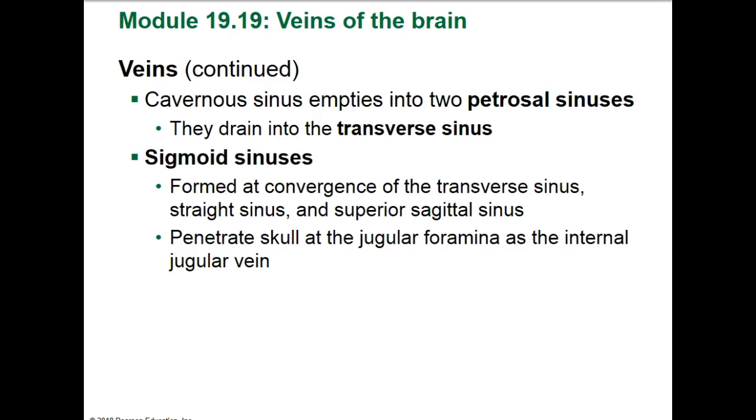Cavernous sinus empties into two petrosal sinuses, and they drain into the transverse sinus. Then the sigmoid sinuses are formed at the convergence of the transverse sinus, the straight sinus, and the superior sagittal sinus. They penetrate the skull to jugular foramina as the internal jugular vein.